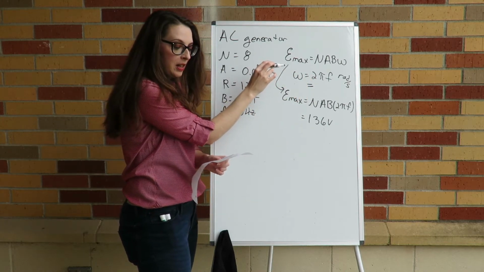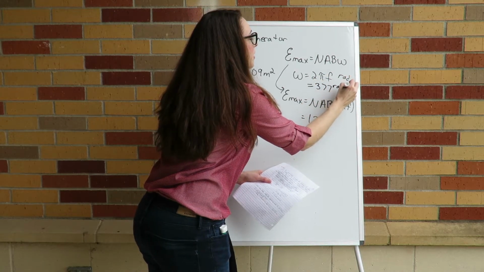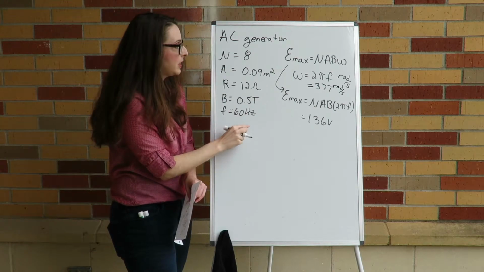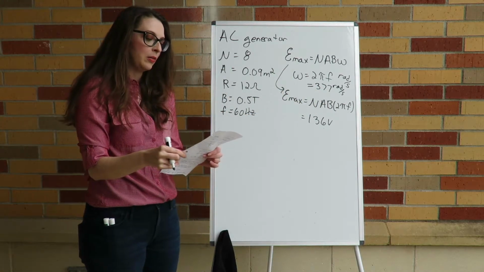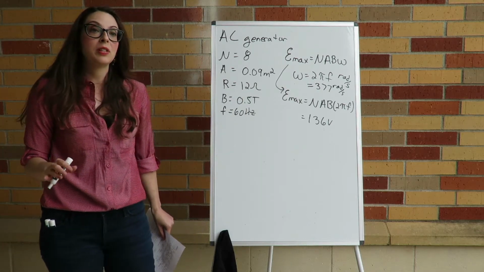I'm going to go ahead and tell you right now, because we'll use this later, that our angular frequency here is 377 radians per second. So you take 2 times pi times 60. That's 377 radians per second. So now we have our maximum induced EMF.